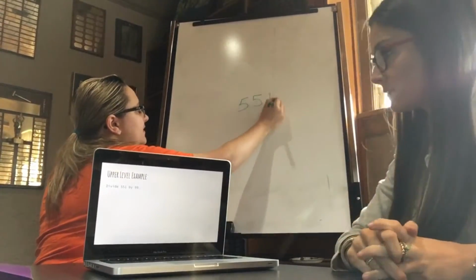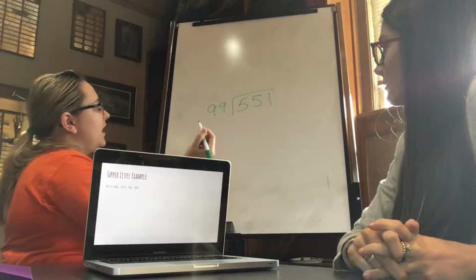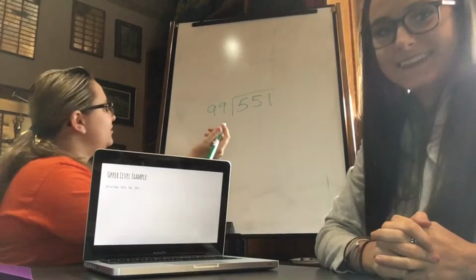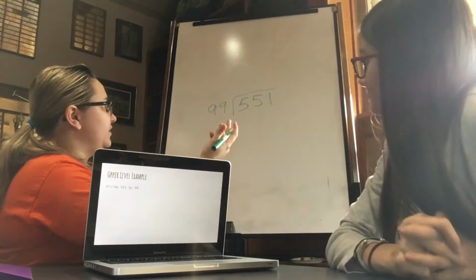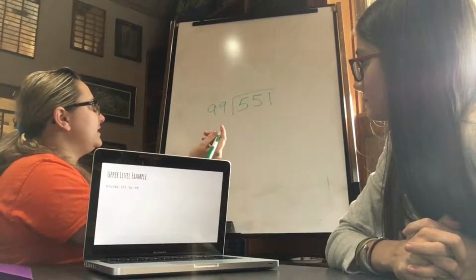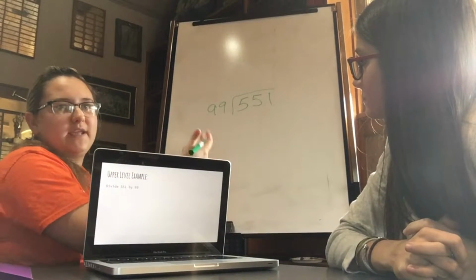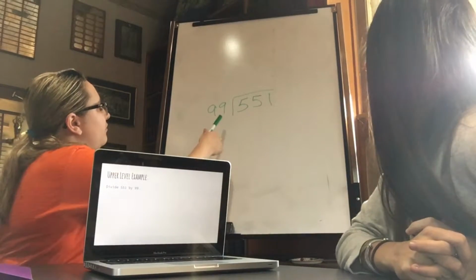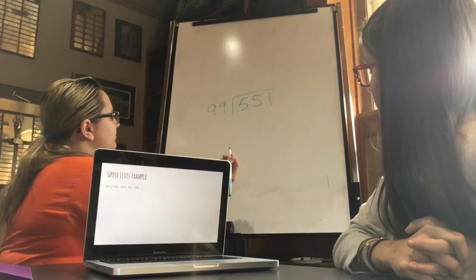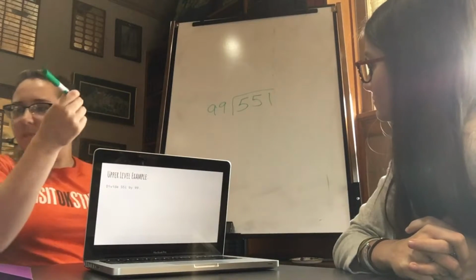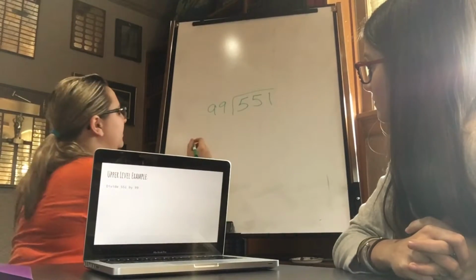So 551 is on the inside, and 99 is on the outside. And if a student doesn't know right off the top of their head what 551 divided by 99 is, they can always take it over and work it out slower and make it a little bit longer. So we don't know how many times 99 goes into 551, so we can take it over and kind of just work it out a little bit.